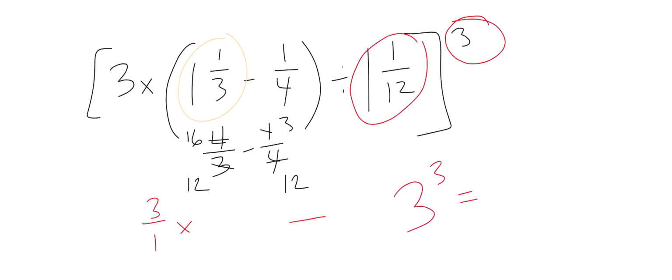I hate my 9s. 3 times 3 is 9. 9 times 3, 27. 27. Okay, good.